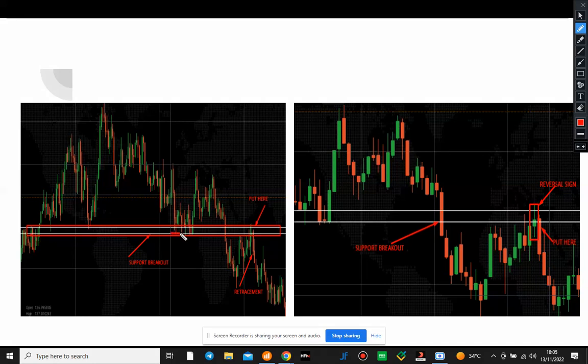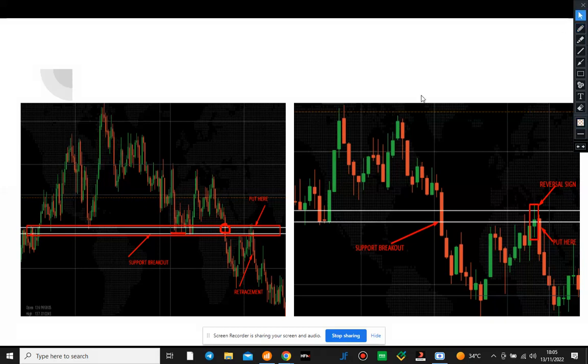We have a support area. Then we have a break of the support area. When price retraces or pulls back, we have some reversal sign and the market reverses. So this is a breakout candle. When the price pulls back, what do we see? A spinning top candle. The next candle reverses to the downside. That is how you trade a breakout strategy.